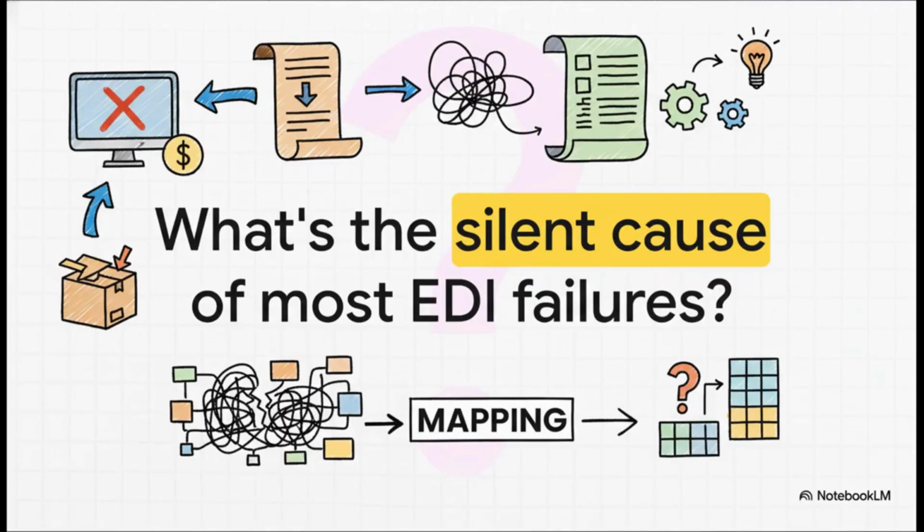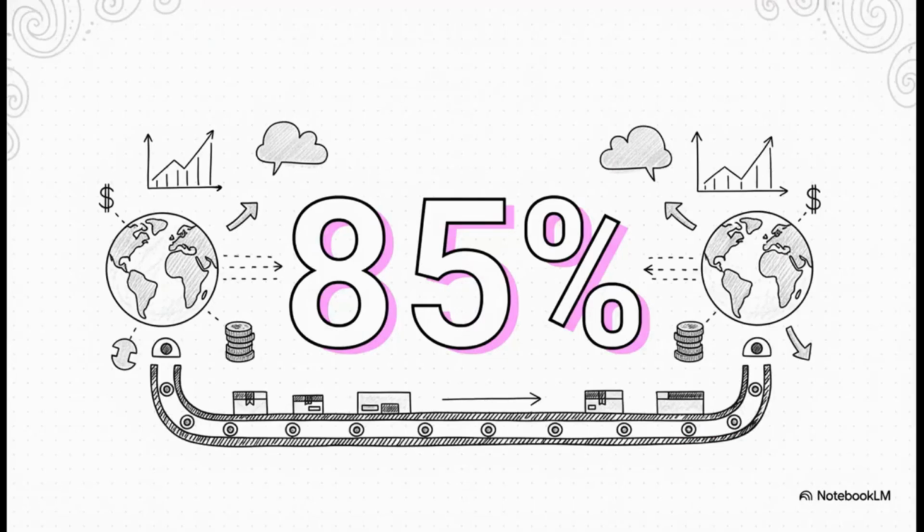So let's think about this for a second. When an EDI transaction gets bounced back, or you see that dreaded chargeback, or a PO is just plain wrong, what's the first thing we blame? It's super easy to point the finger at the EDI system, right? But the real root cause, the thing that's quietly breaking everything, is almost always, and I mean almost always, a data mapping problem.